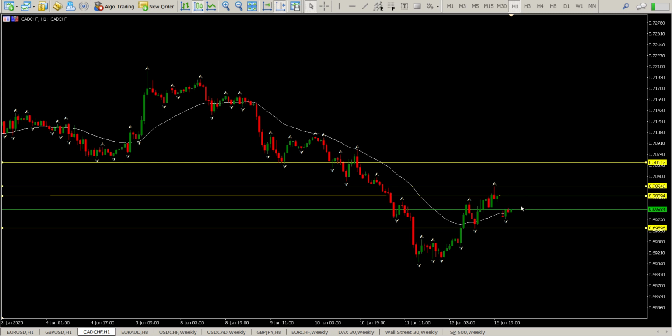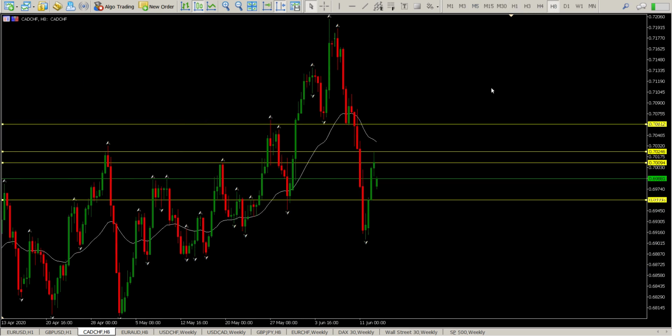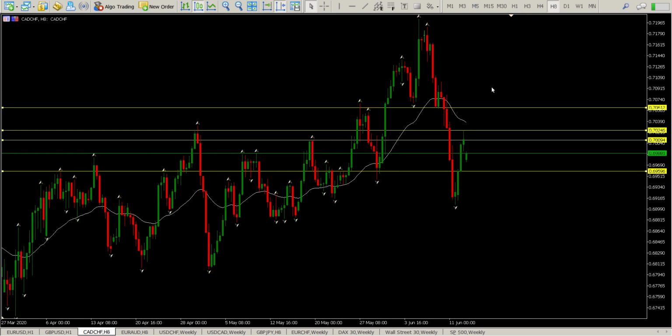0.70094. Okay, so this is an interesting pair because this could be just moving back up to this area here and then a bigger leg down, basically the size of what happened last week or toward the close of last week, or alternatively this is really just a pullback in a bigger trend.